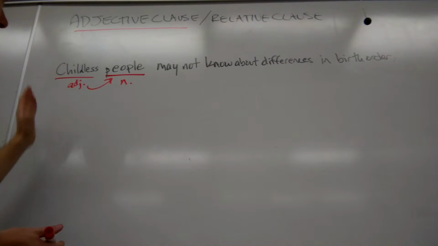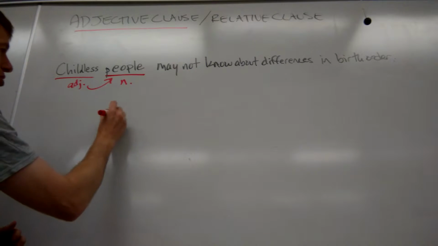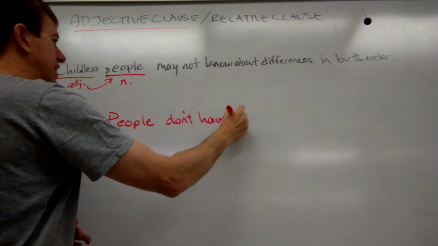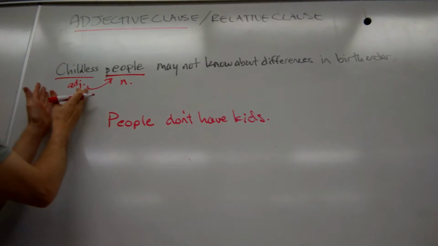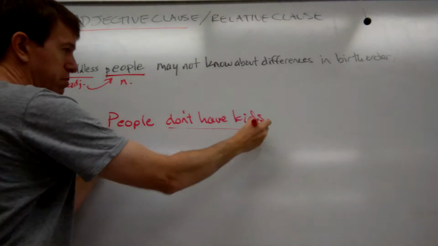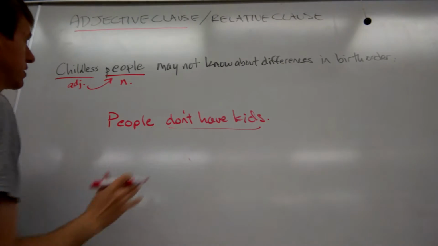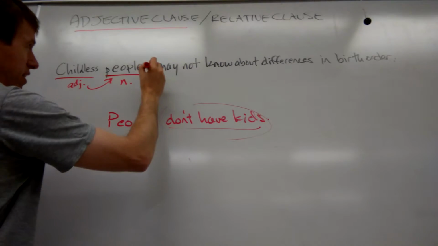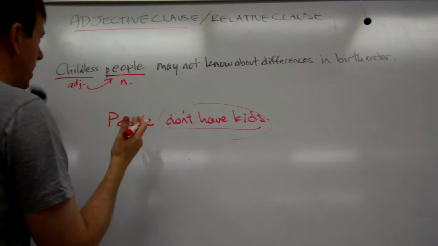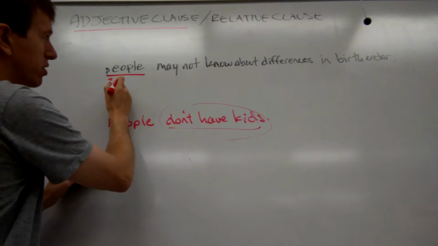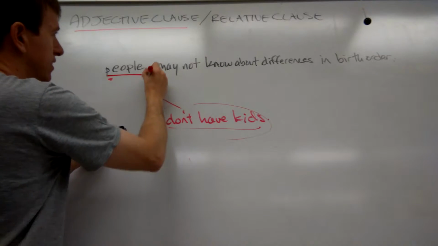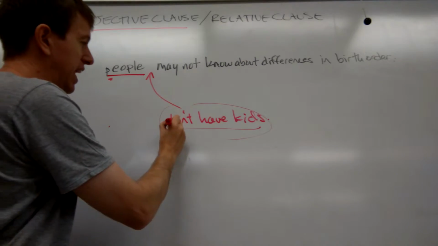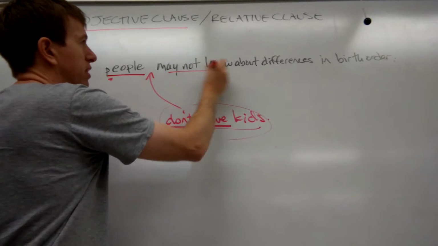So let's say, instead of saying childless people, I want to say, essentially, people don't have kids. So I don't want to use this word childless. I want to use this whole expression, this whole clause. People don't have kids. If I want to use this, this is a whole clause. I can't just put it in here. This is one mistake students make, is to say, people don't have kids may not know about differences in birth order. That doesn't work in English because we can't have two main verbs.